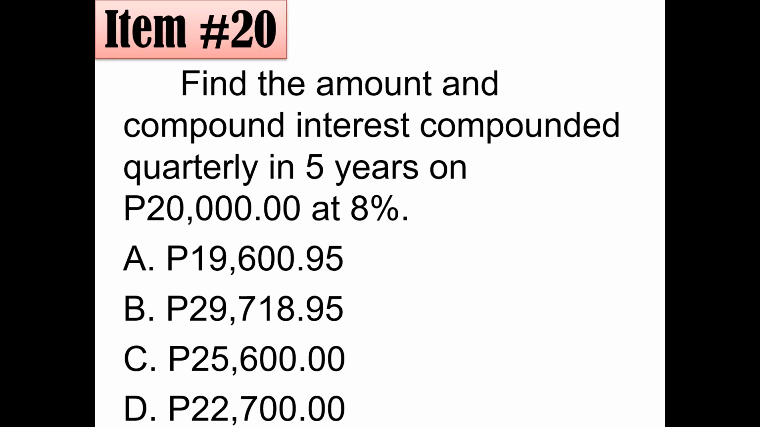20. Find the amount and compound interest compounded quarterly in 5 years on 20,000 pesos at 8%. Take note, compound interest formula po ha. Did you go for A, B, C, or D? Sa problem na to. B raw? Okay.